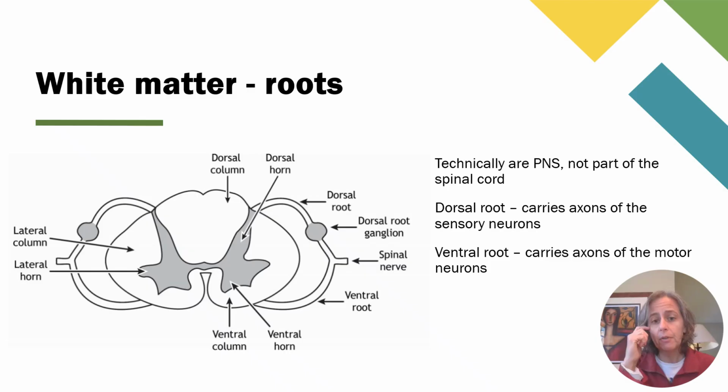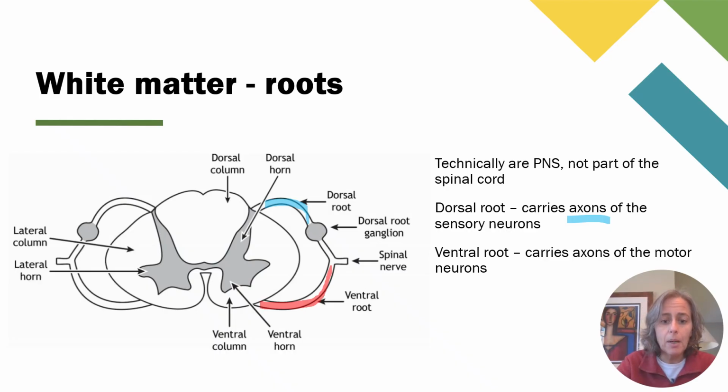And now the other thing we're going to find that's made out of white matter are the roots. Now the roots are not technically part of the spinal cord. They are technically part of the peripheral nervous system, but they're attached to the spinal cord. So we're going to talk about them too. I love when things make sense and they kept with the same convention. So the dorsal root is here, and that is carrying the axons of the sensory neurons. And then on the other side, we have the ventral root, and that is carrying the axons of the motor neurons.